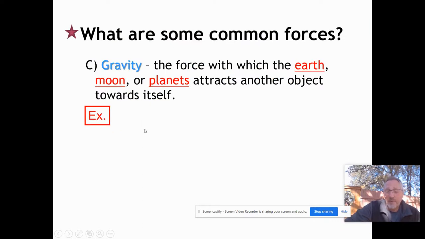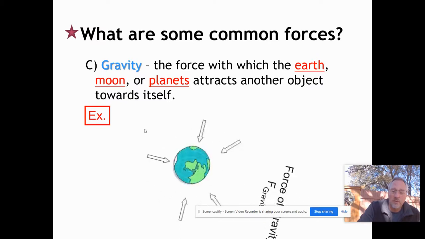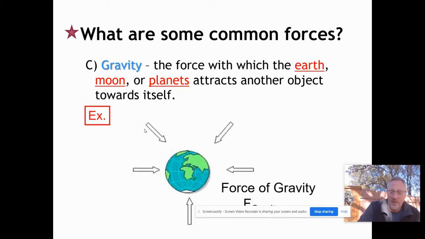We have the force of gravity. Is gravity a pushing force or a pulling force? I can push against it, but gravity is going to grab it and pull it back down. Gravity is the force in which the Earth, Moon, or planets attract another object toward itself. The bigger you are, the more gravity you have. Even I have gravity. All atoms have some form of gravity, but you can't witness it because it's too small.